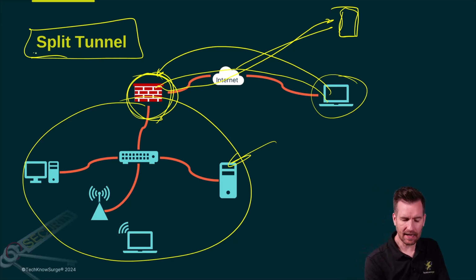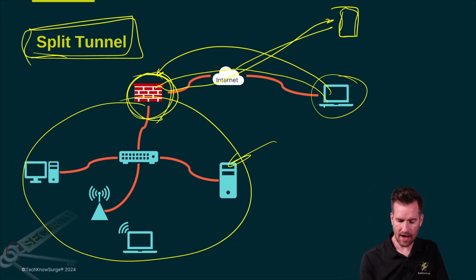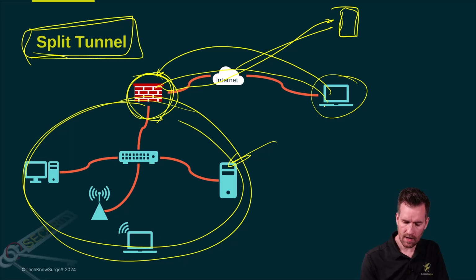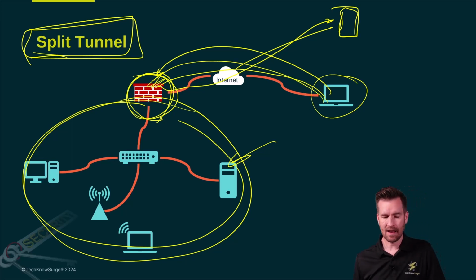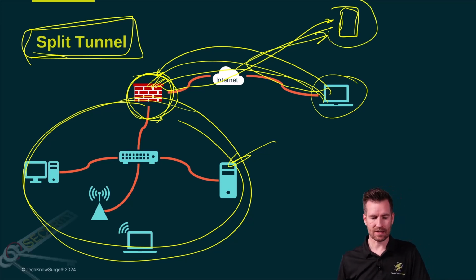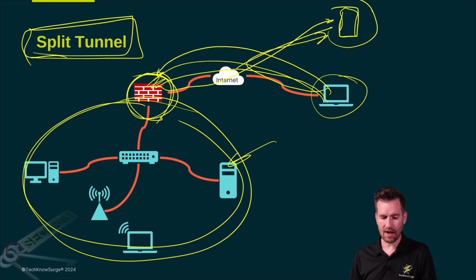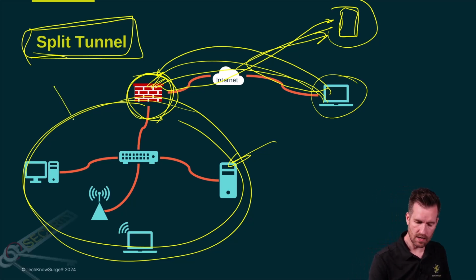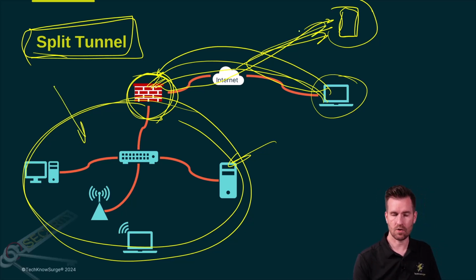But a split tunnel allows the traffic that's going to this network to be sent through the VPN, versus the traffic that's going to other resources outside of that network, which takes a more direct path. And so it splits the tunnel into the traffic that's going to go to here versus the traffic that's going to go to the rest of the world.